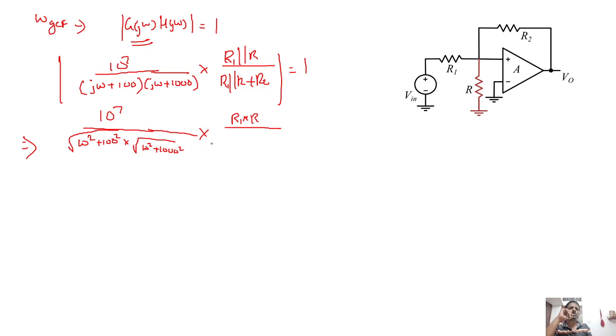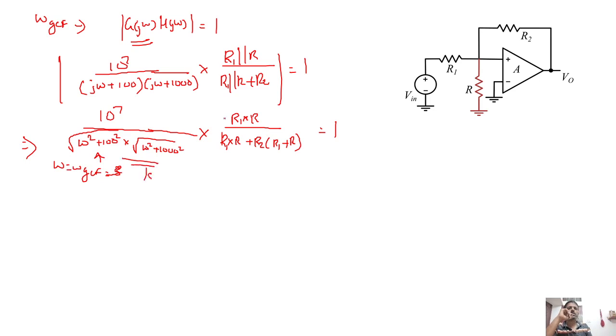if I solve this, it will be somewhat like this: R1 into R, plus R2 into (R1 plus R), equal to 1. So we can substitute here omega equal to the omega GCF value. What value did we get? I think some 300 something. So I'll just substitute this omega GCF and I'll get a value here, K.